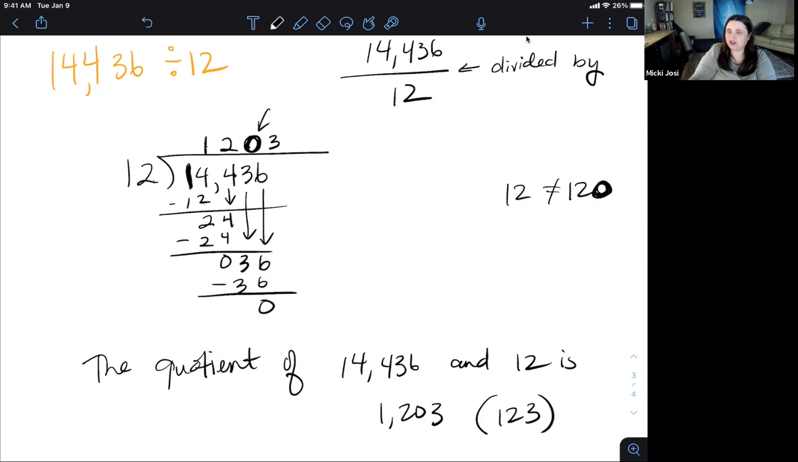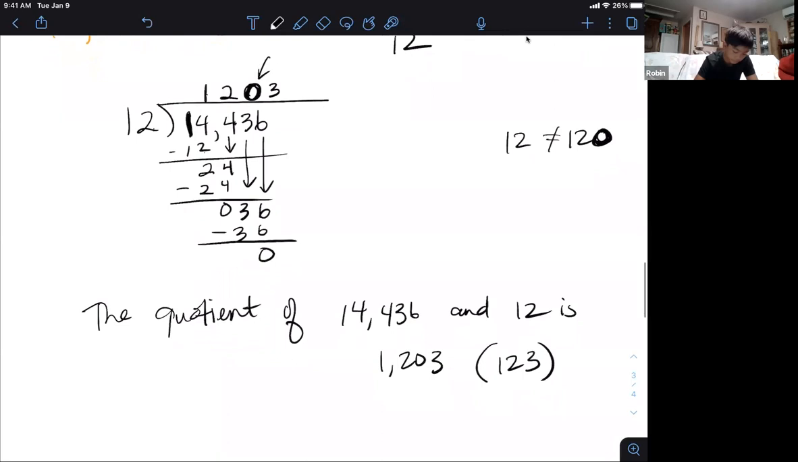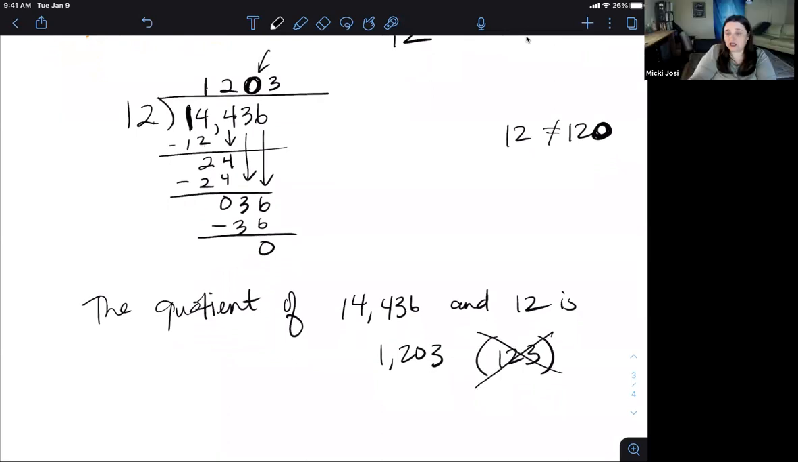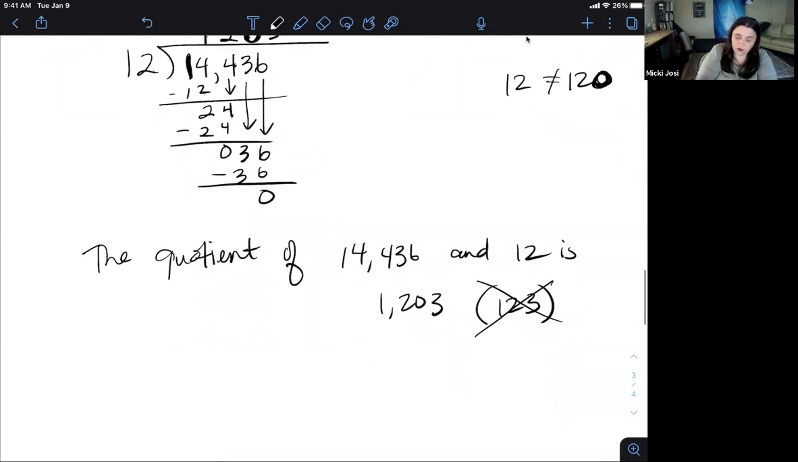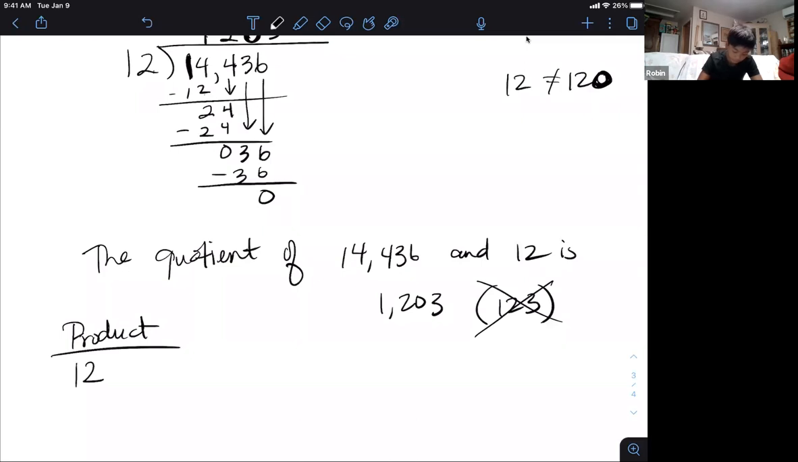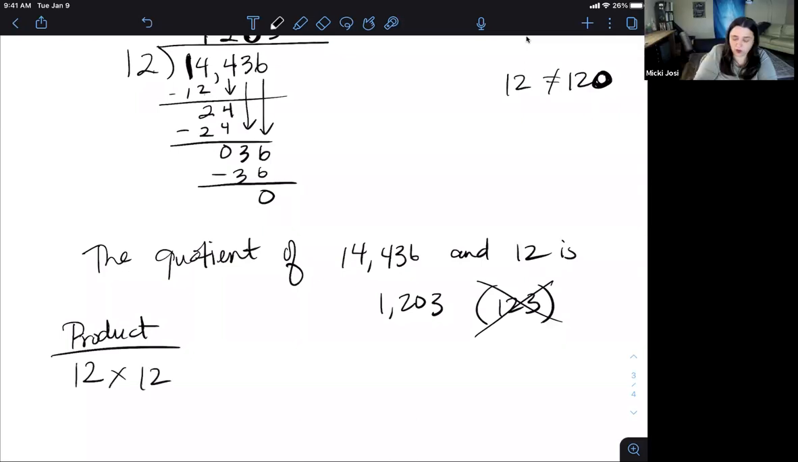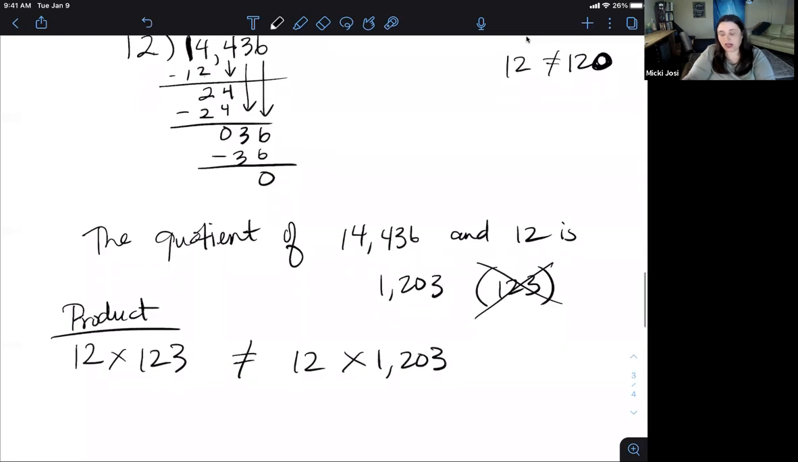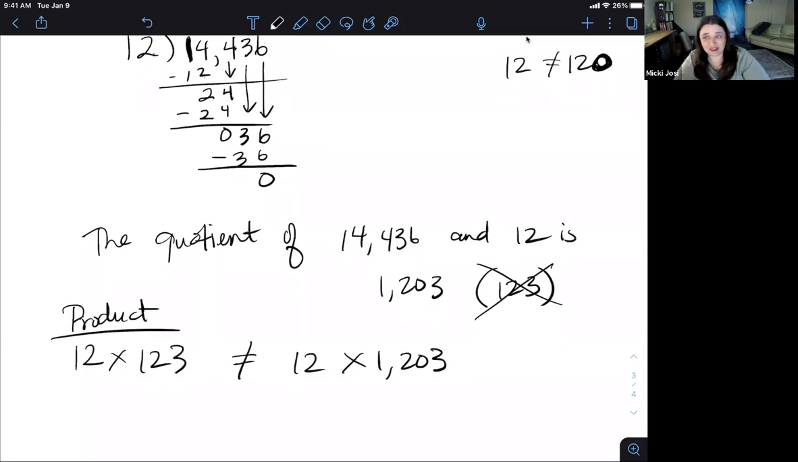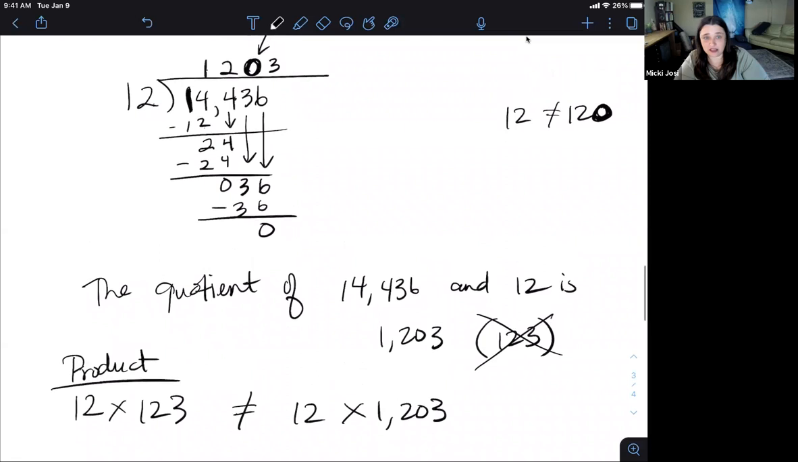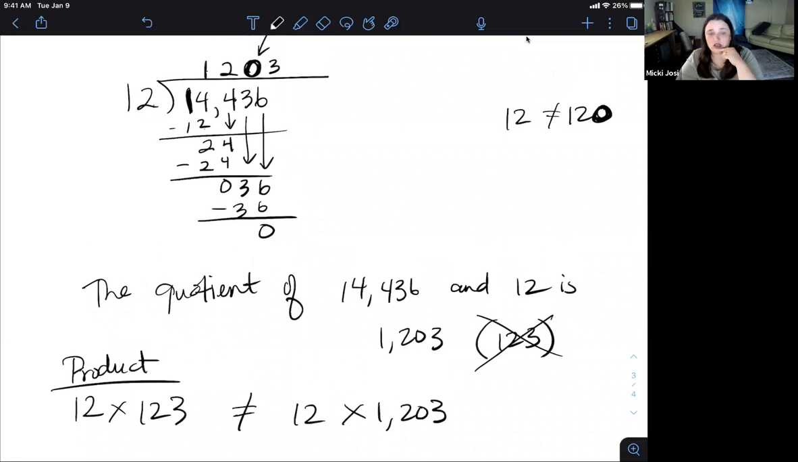And so if I didn't put that 0 in, is this the same number, 1, 2, 3, if I left the 0 out? No. So that wouldn't be the correct answer. And you could always check that. If you were to multiply, if you were to find the product, the product of 12 and 123 is not going to be the same thing as the product of 12 and 1,203. So a lot of times people will forget that 0. So I'm really glad that actually came up. That was a good thing to go over.